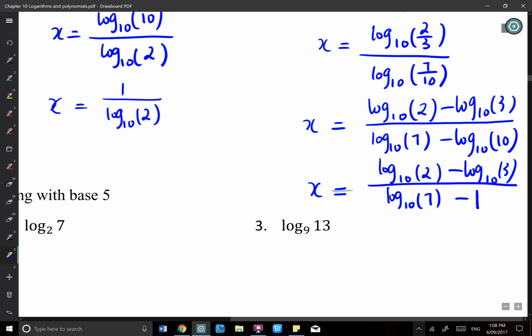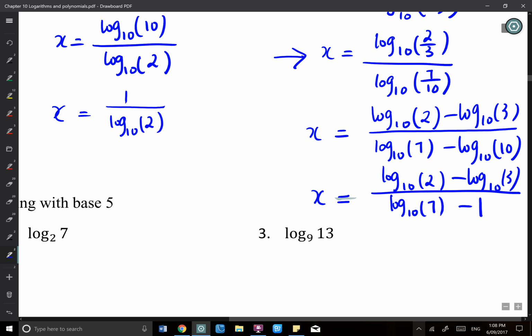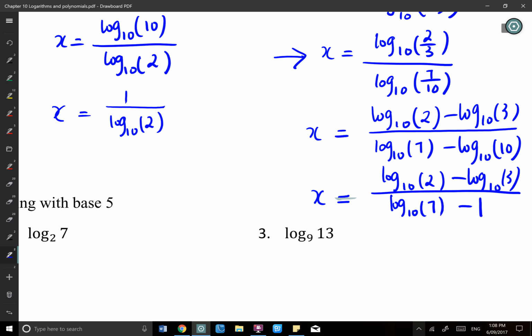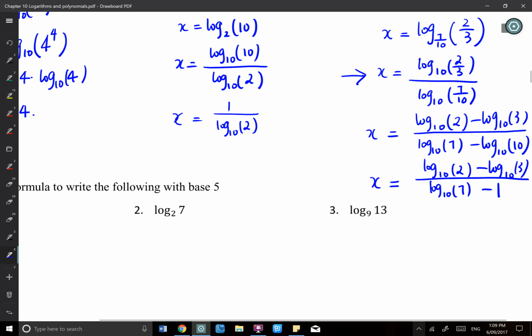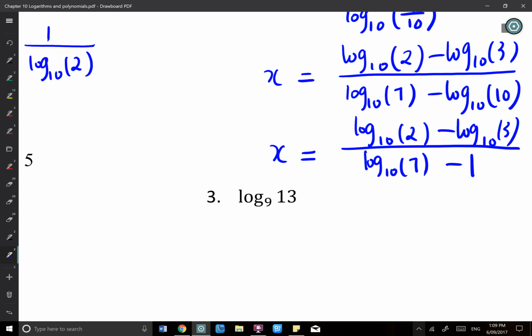You can keep it like this line, this line is fine. I just want to show you the formula more. I can use the second formula, log of a^m over n equals log a^m minus log a^n, to separate that a little bit. And log_10 10 is 1, so I can change that into a 1.